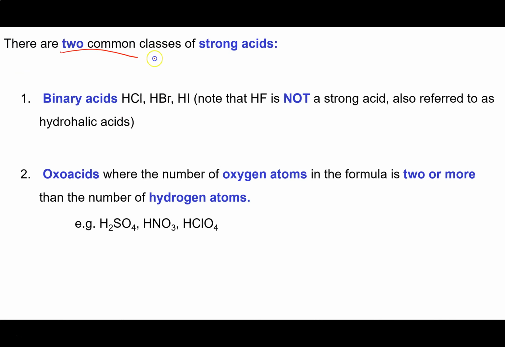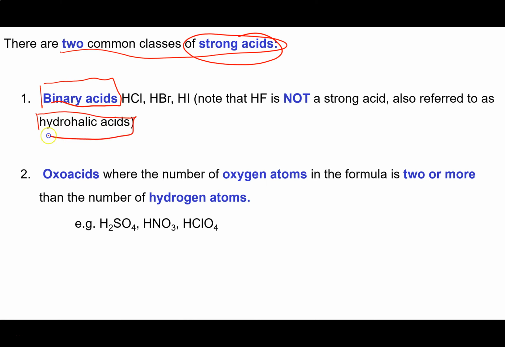There are 2 common classes of strong acids, and we saw some of those in the previous table. There are ones that are called binary acids. They're also sometimes referred to as hydrohalic acids, and these are the 3: hydrochloric acid, hydrobromic acid, and hydroiodic acid. They all involve hydrogen bound to a halogen. That's why they're called hydrohalic acids sometimes. It's important to recognize that hydrogen fluoride is not a strong acid.